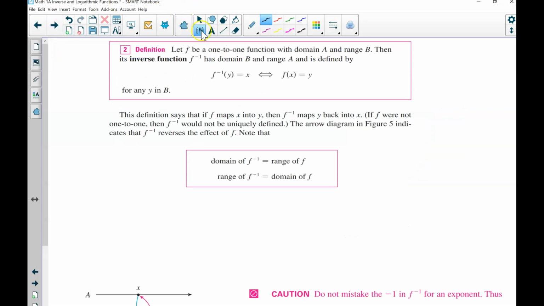So the definition: we let f be a one-to-one function with domain A and range B. Then its inverse, f inverse, has domain B and range A and is defined by the following. So f inverse of y is equal to x. And what happens is, since for f inverse, y is the input and x is the output, whereas for f of x, x is the input, and that's equal to y. So basically, the domain and range are swapped for the inverse.